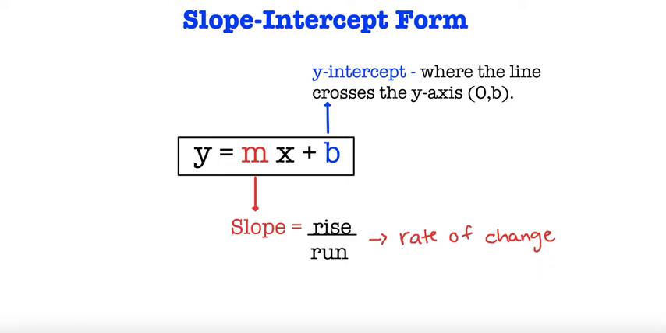And b, our variable b, represents our y-intercept, where the line crosses the y-axis. So our y-intercept is, as you see, where the line crosses the y-axis, and it's always represented by a coordinate that starts with 0, because at the y-axis, x is equal to 0, and b is the value that the line crosses the y-axis. So we also know our y-intercept as our initial value.